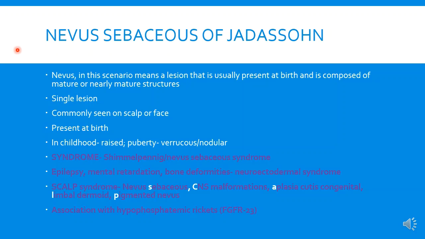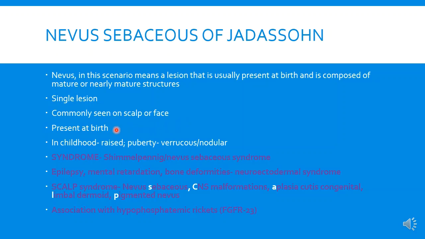That is why we always add the suffix: nevus sebaceous, eccrine nevus, nevus flammeus, like that. And we do not stop at the word nevus. That is why the suffix is invariably added to depict these particular types of tumors that are composed of mature or nearly mature structures. So nevus sebaceous must imply that this tumor is composed of mature or nearly mature sebaceous lobules. That's all. These are usually seen as a single lesion, commonly on the scalp or face, and these are present at birth.